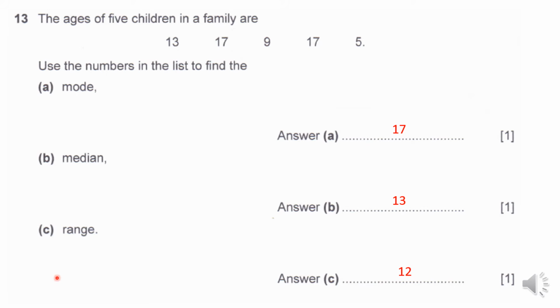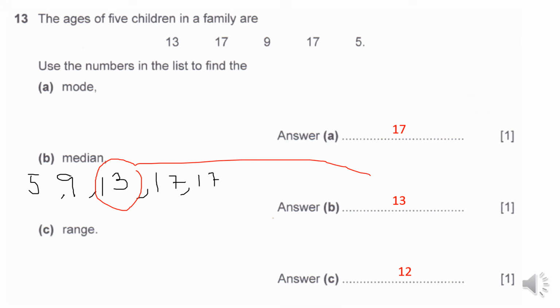Again, if you calculate the median, you need to arrange the data. So I've got 5 here, followed by 9, then followed by 13, if I'm not mistaken, and then you have 2 17s there. So you can clearly see that the one that is in the middle is 13. So it is the median, the middlemost value. Very straightforward question.